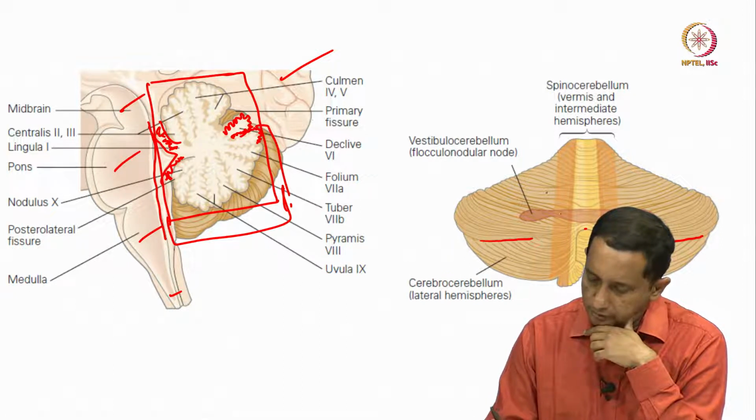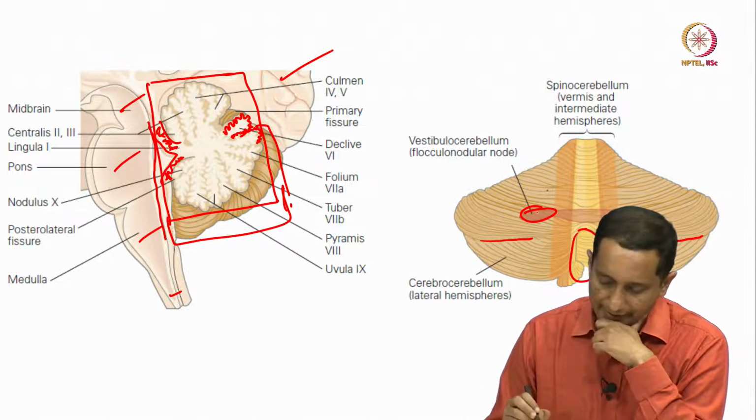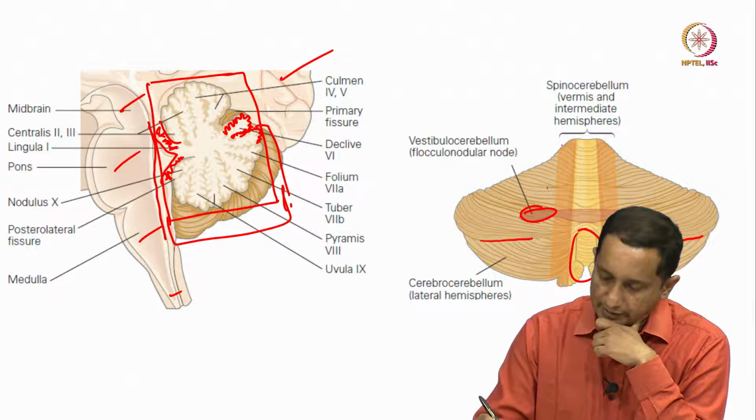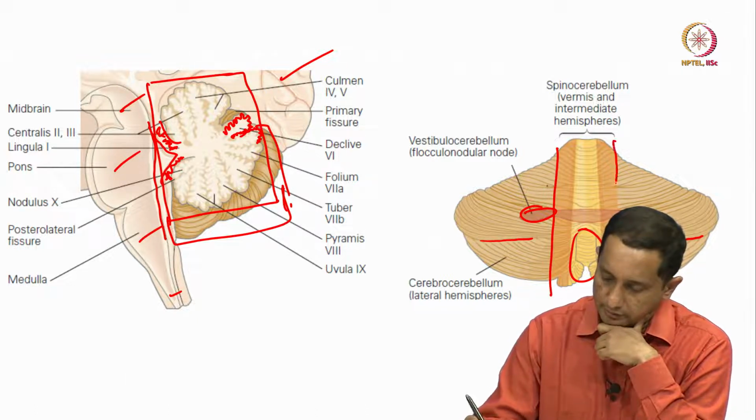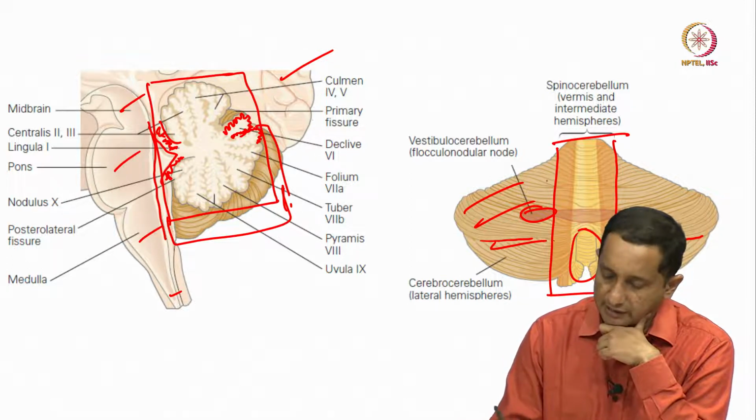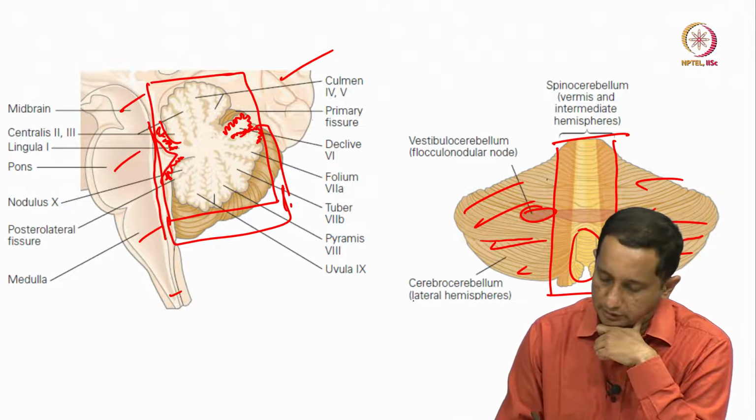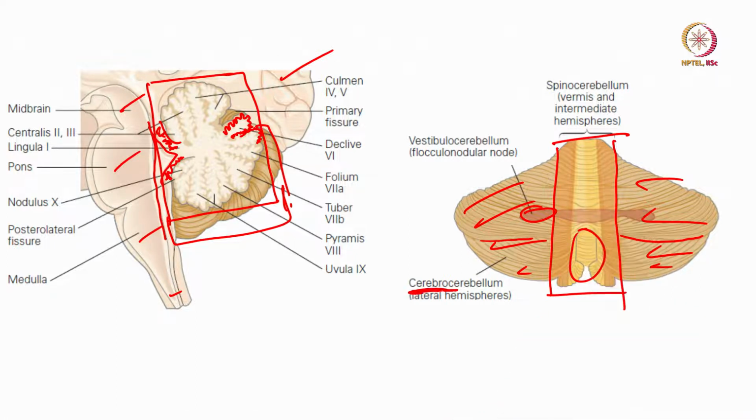The flocculonodular lobe is part of the lower part of the vermis and a little bit of the deep gray. The spinocerebellum is the intermediate part, and everything lateral is the cerebrocerebellum. Basically it indicates that it is connected to the cerebrum, the cerebral cortex, and there is a lot of communication which happens, and obviously the larger areas are connected to the larger part of the cortex.